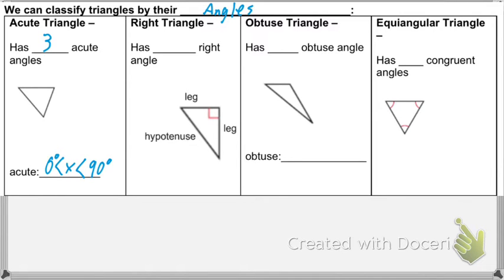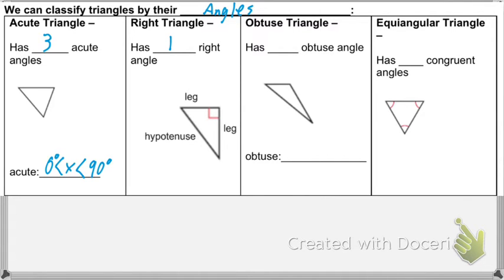We have a right triangle, and it's not just because it's correct. It has one right angle. So one of the angles is a 90-degree angle. Now, when we have a right triangle, we also see legs. So we see legs in isosceles triangles. We also see legs in right triangles.